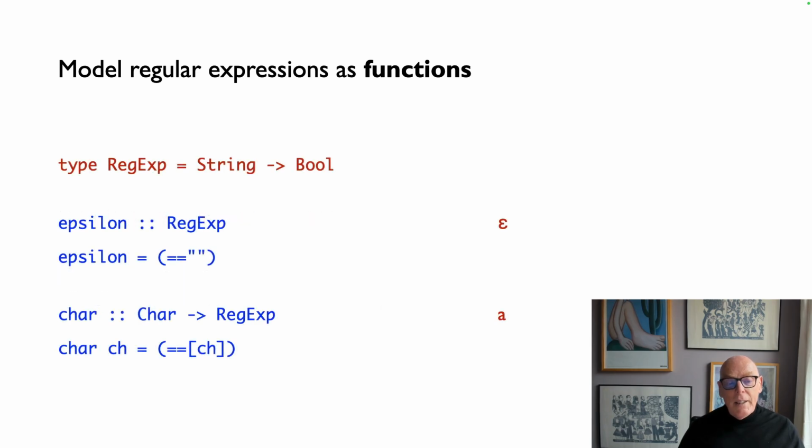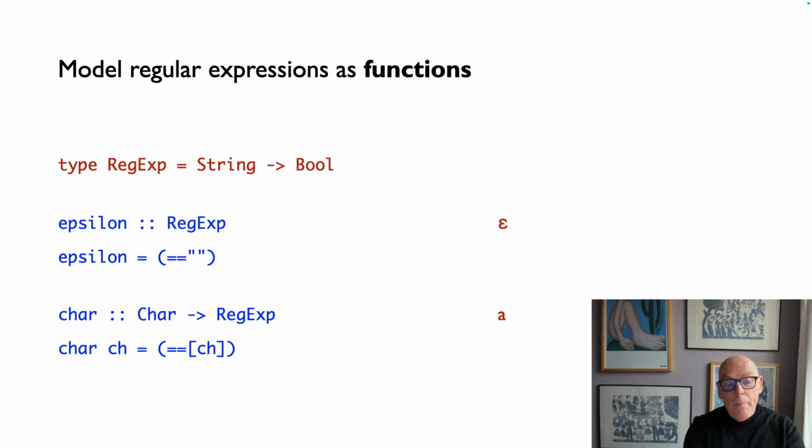So what do these look like? Well, representing epsilon is straightforward. That's the function that checks whether the string is equal to the empty string. That's straightforward. And here we're using an operator section. We're partially applying the equals operator to the string empty.